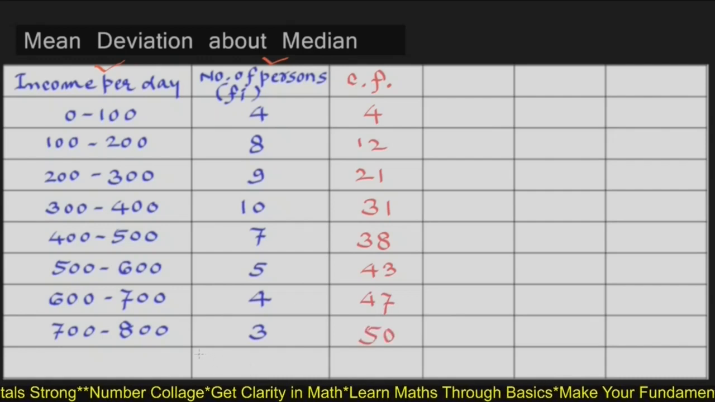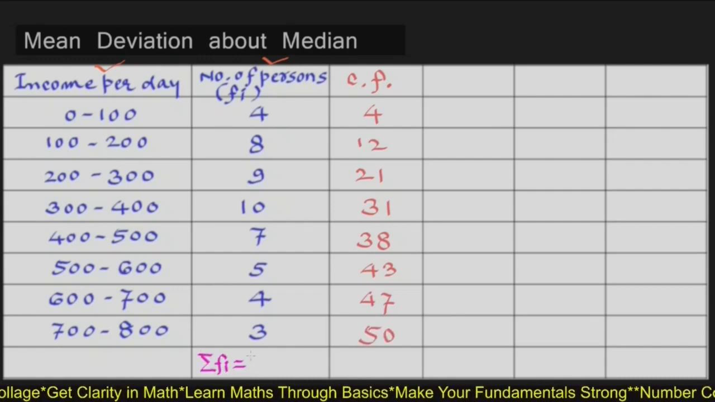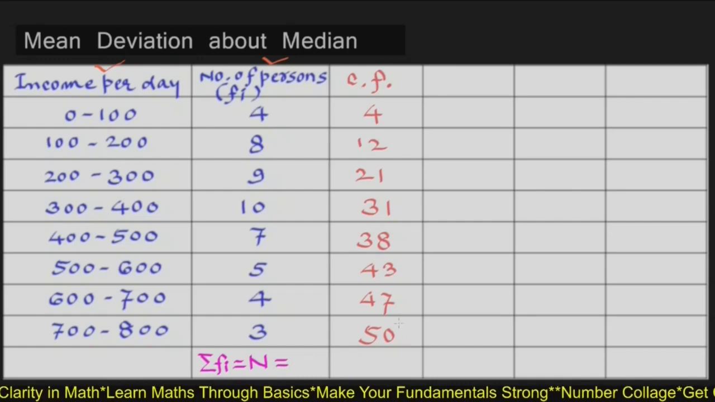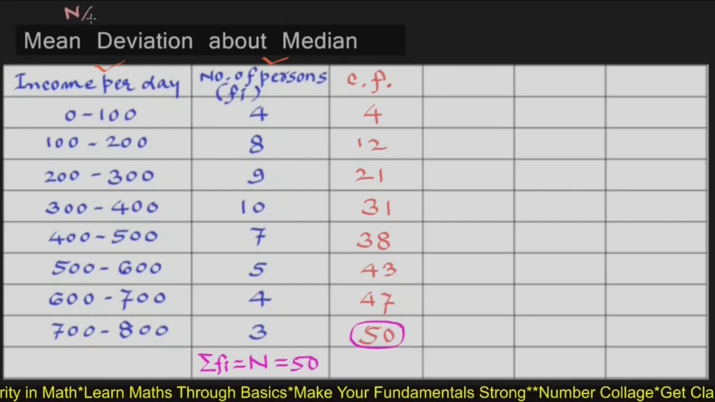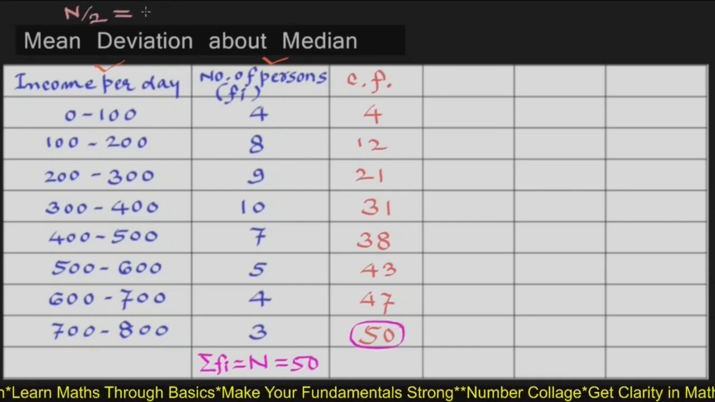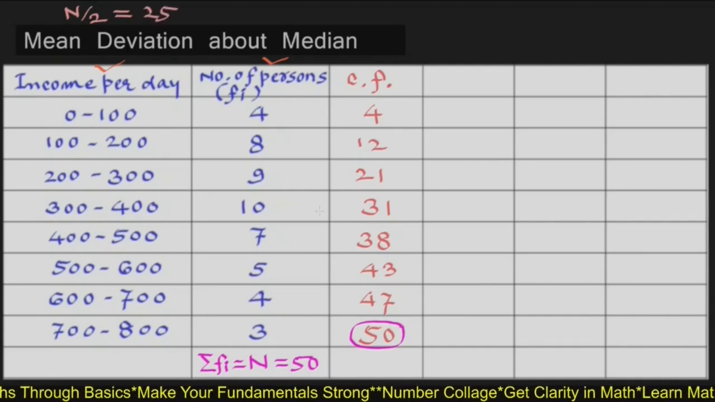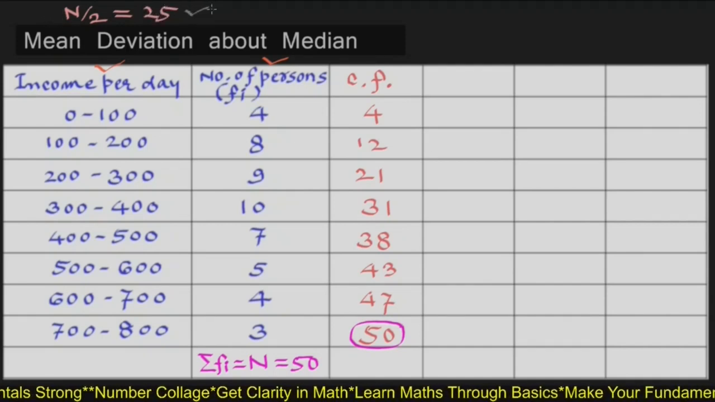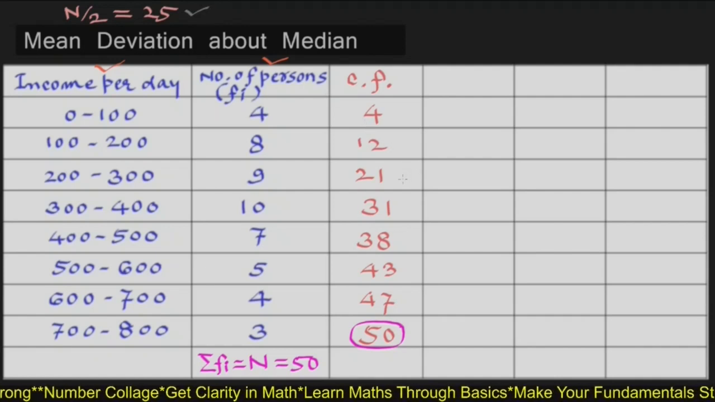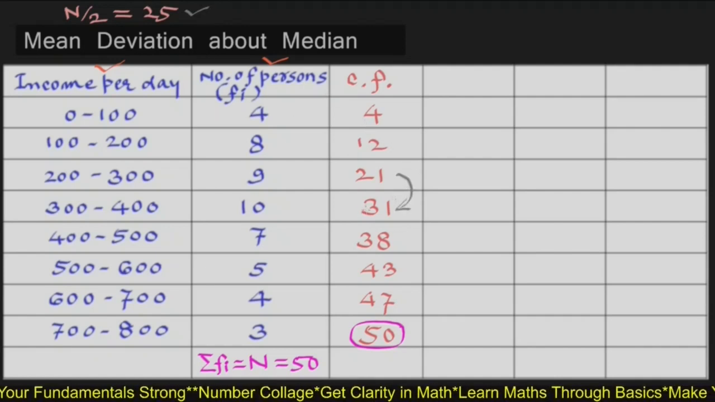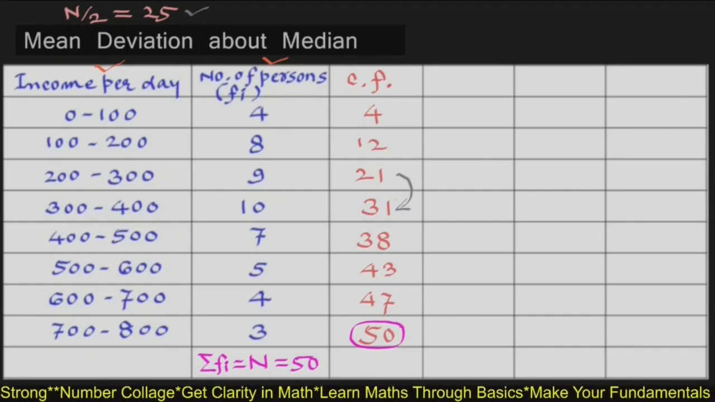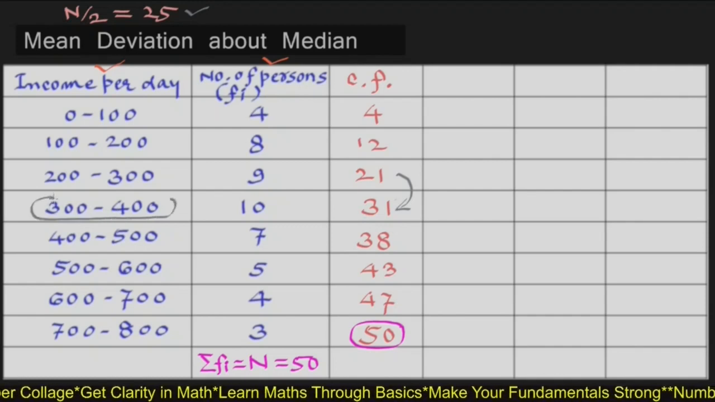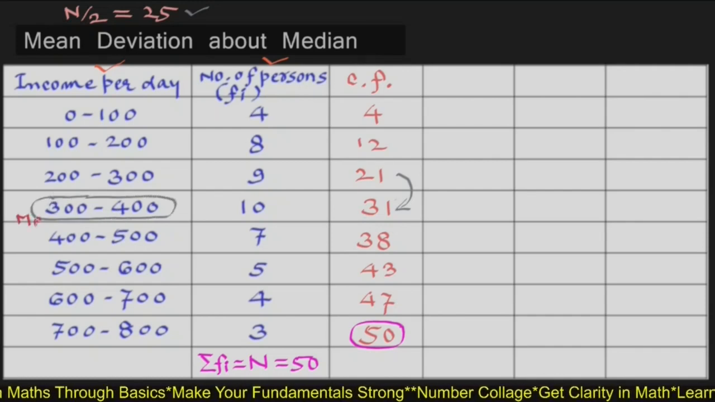The sum of frequencies, summation fi, which is n, in this case is 50, and n upon 2 is 50 upon 2, which is 25. Now the cumulative frequency just greater than n by 2, that is just greater than 25, is 31. Corresponding to 31, the class interval is 300 to 400, which we call the median class.